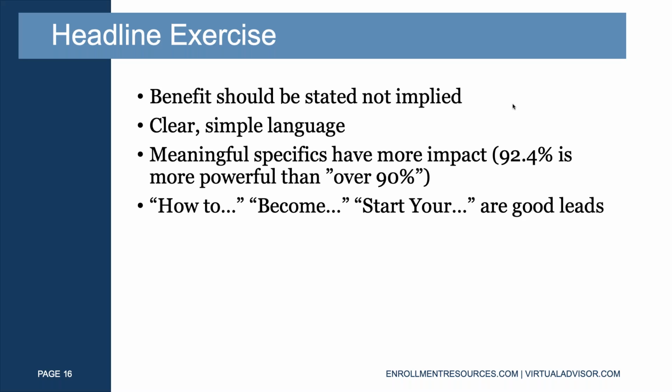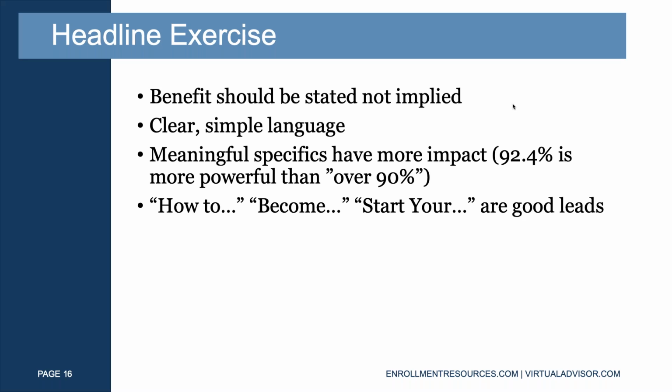Benefits should be stated, not implied, right? You don't hint at what it is, you state it in clear, simple language. And meaningful specifics, like the example in that A. Cole's call to action, right? Become lymphedema certified in 11 days. Meaningful specifics have way more impact. So 92.4%, 11 days, whatever, is going to be more powerful than over 90% in a little over a week. The more specific you can be in your stats, the more credible it is and the more likely it is to have an impact.